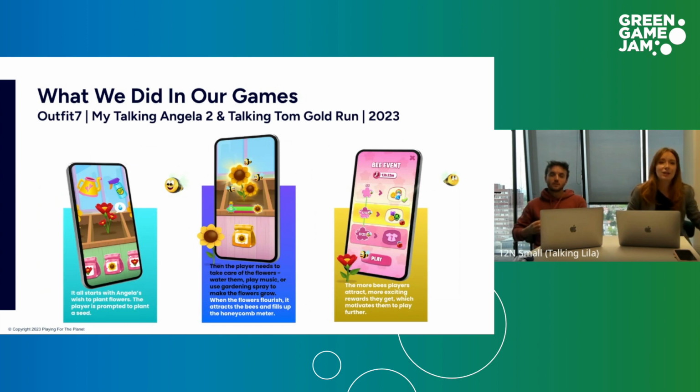users visit Angela's urban garden that she has on her balcony. There they are prompted to plant a different seed. Then by nurturing and tending to the seeds, it can grow to its full potential and blossom into a flower, which then consequently attracts more bees. And the more bees that users attract, the more successful they are and the bigger are the rewards that they get in the end. So it's very, very simple and a relatable message that we have.